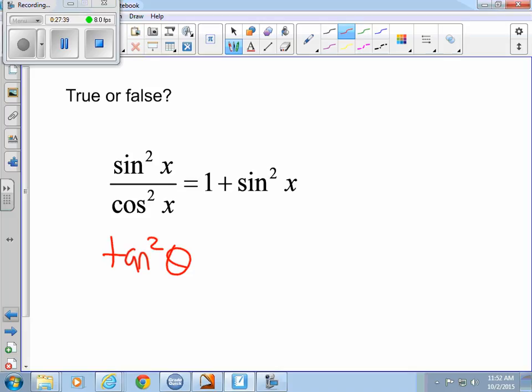Now, we will get a lot better at this on Monday. We'll practice some of these. For now, if you can't figure it out algebraically, another option is to graph both of them. So on the left, to graph that, you would have to type tangent of x in parentheses squared. And then 1 plus sine of x in parentheses squared. And see if you get the same thing. If you don't, they're not the same graph. This one's going to be a tangent squared graph. That one's going to be more like a sine graph. So not the same. Any questions about that one?